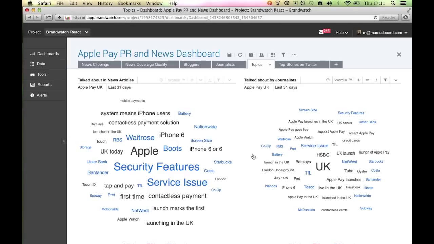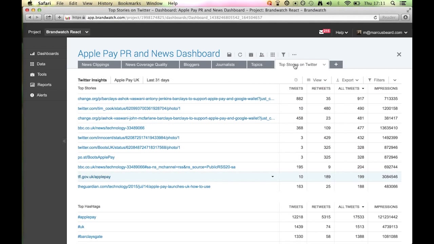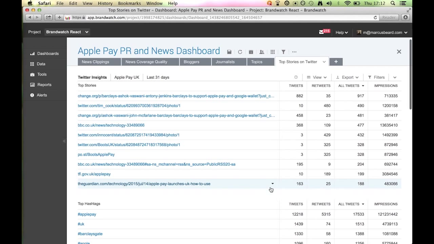So in this talked about in news articles word cloud, I can already see, as the PR rep for Apple Pay in the UK, which shops are getting mentioned the most during the launch of my new product. I can also do the same thing with what the topics are that the journalists have been talking about on Twitter.